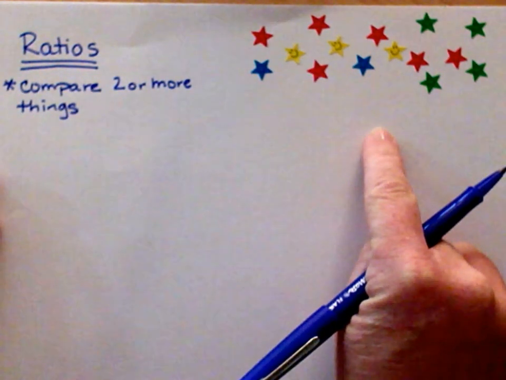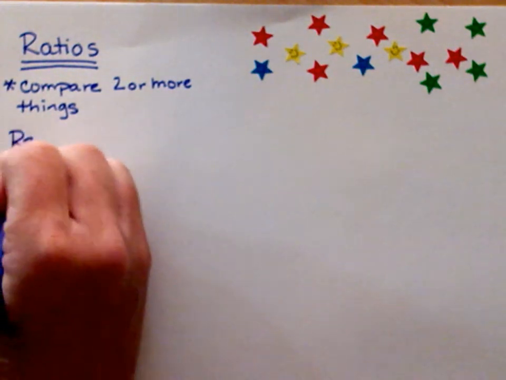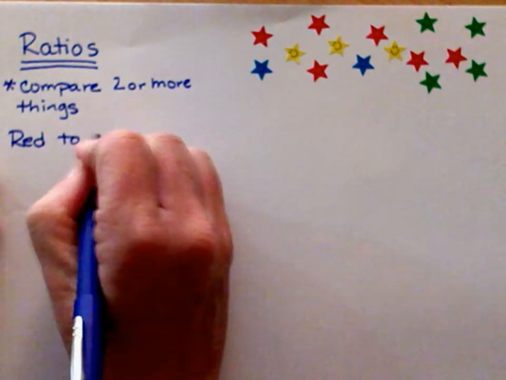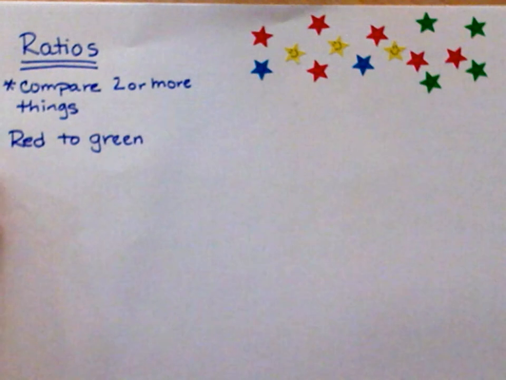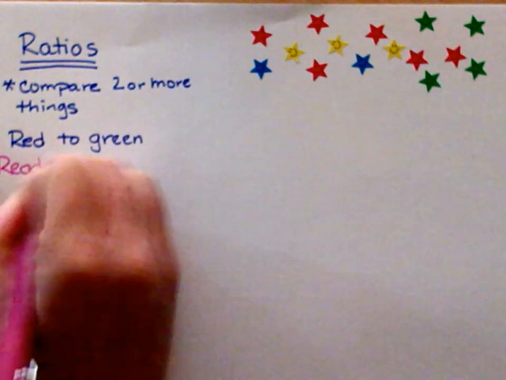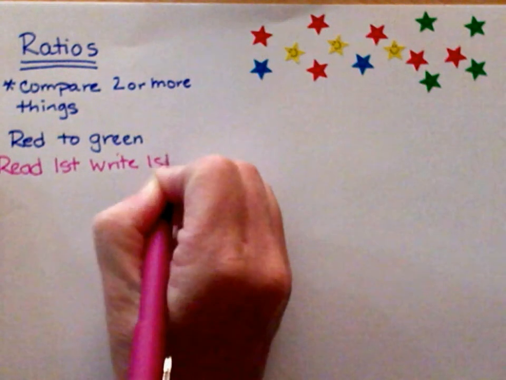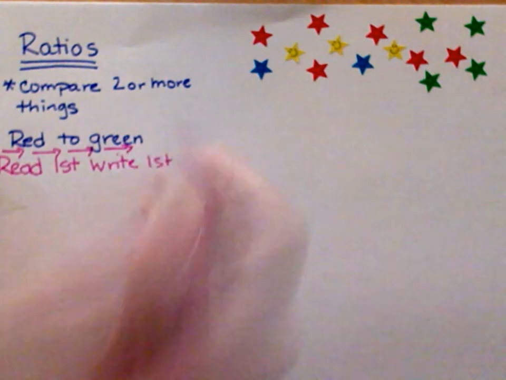I could count my stars, and if I say I would like to compare how many red stars there are to green stars, then all I would need to do is count how many red and how many green. Now, when I record how many red, what I read first, I write first.